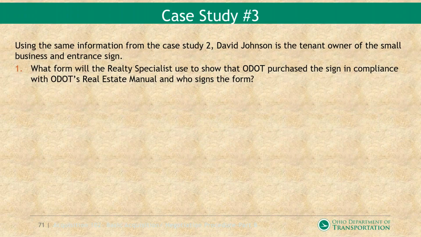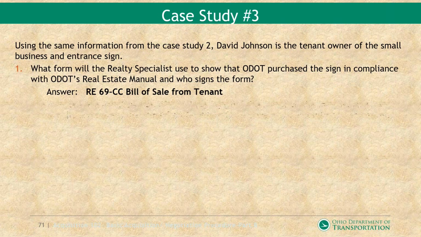All right, so now we're going to use that same information, and David Johnson is going to be a tenant owner of that small business, and he owns the entrance sign. So what form in that case would the realty specialist use to show that ODOT purchased the sign in compliance with ODOT's real estate manual? And the answer is the Re69 CC bill of sale from a tenant.